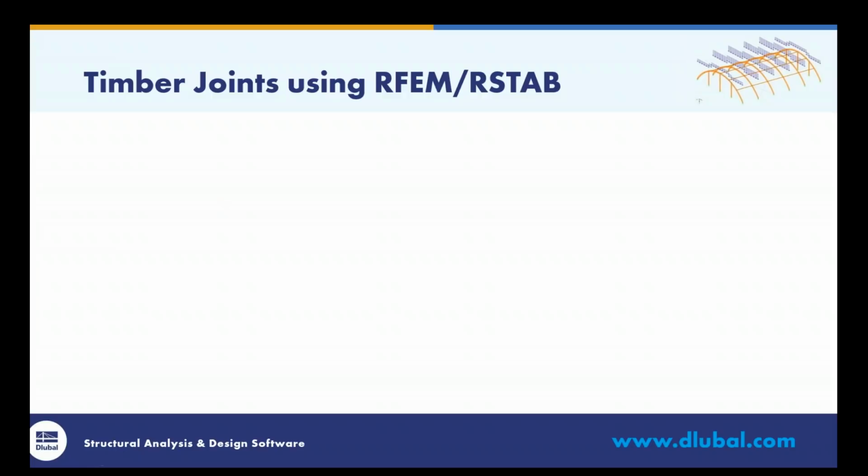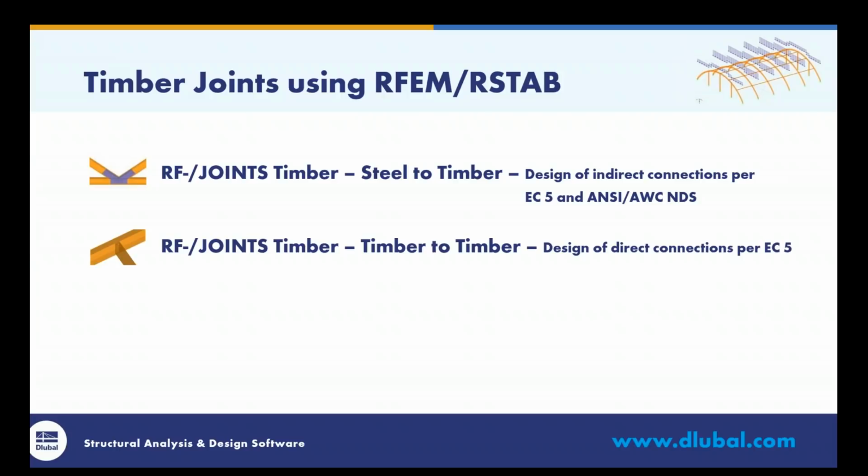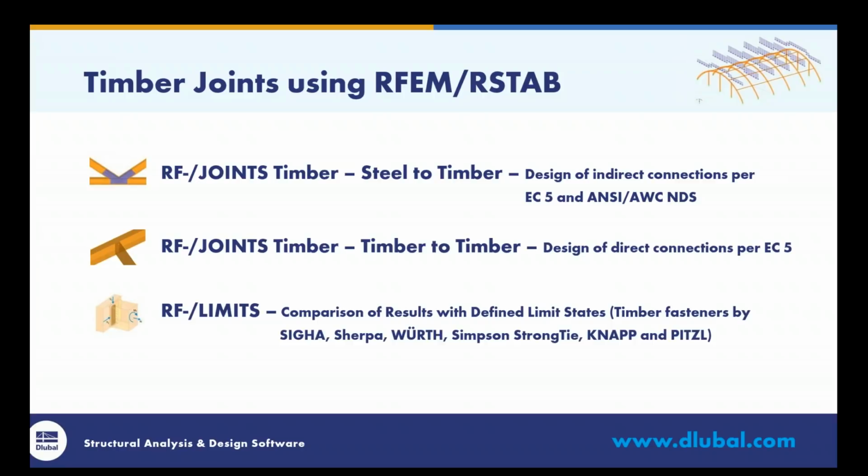Then we have several modules for the design of timber joints. First is RF-Joints Timber, Steel to Timber, which can do a design of indirect connections per Eurocode 5 and American standards. Then the module RF-Joints Timber, Timber to Timber, for the design of direct connections per Eurocode 5. And then we have RF-Limits, which does a comparison of results with defined limit states with timber fasteners by Simpson Strong-Tie, Knapp, and Pitzl.